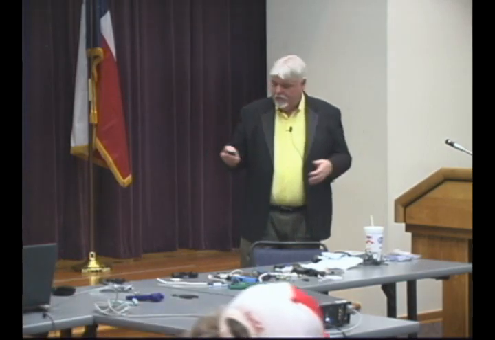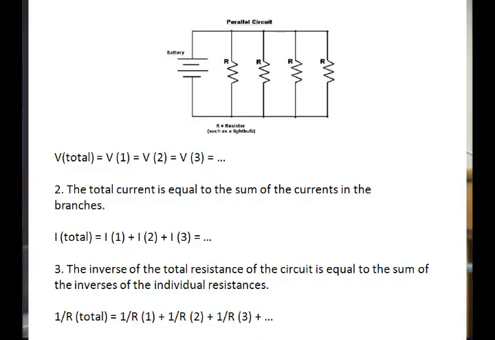And if it's in parallel, which is the next one, then if one bulb goes out, the rest remain running. So this circuit here is like your house wiring. In your house wiring, you have a supply coming into the house, and you have all these various loads throughout the house. So this is a parallel circuit. And in a parallel circuit, the voltage is the same everywhere. All the loads see the same voltage.